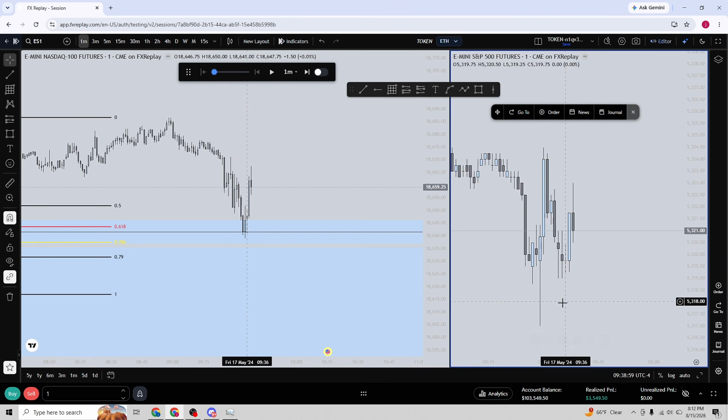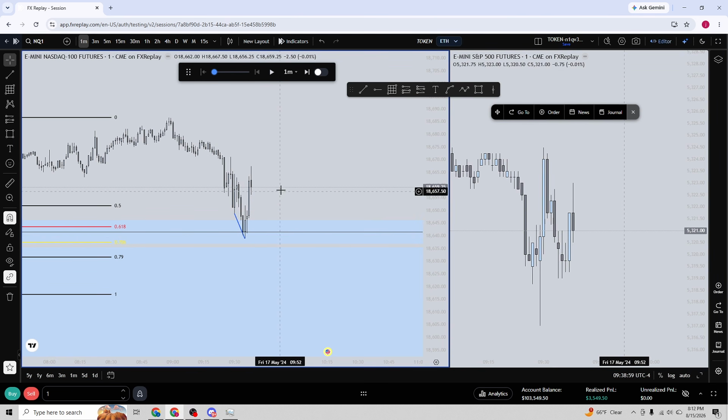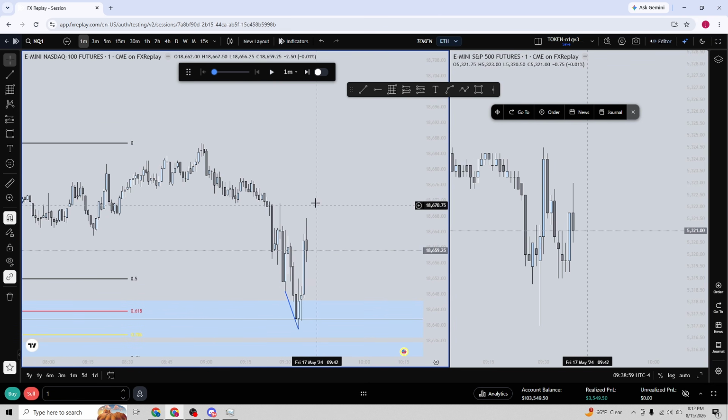Did we SMT? Oh my gosh, we did SMT as well. So we're SMTing with ES. We have reason to continue higher with all this LR built up.